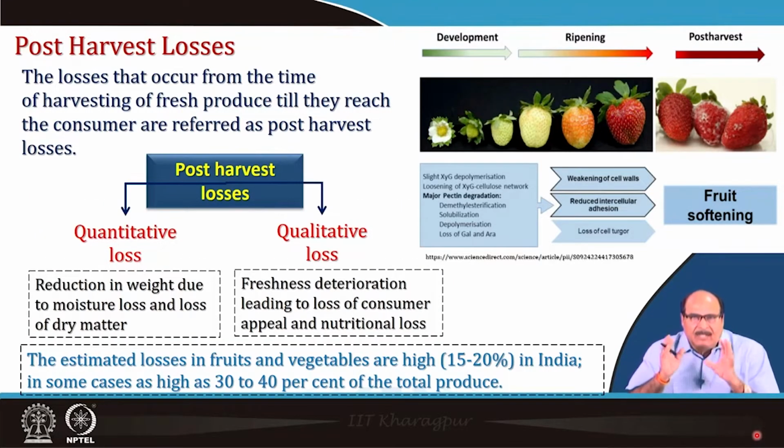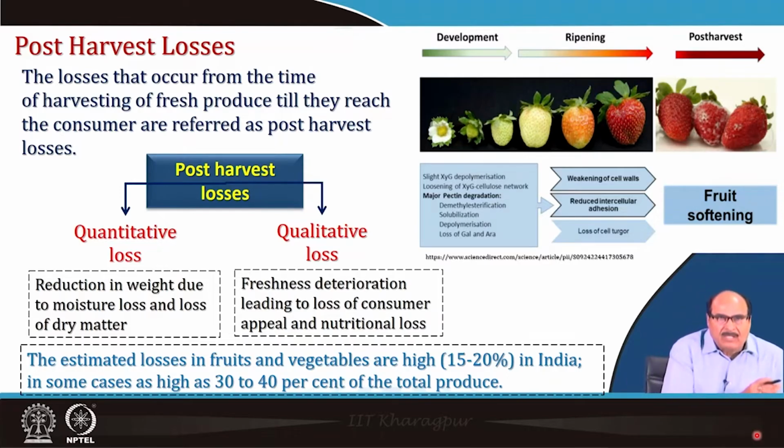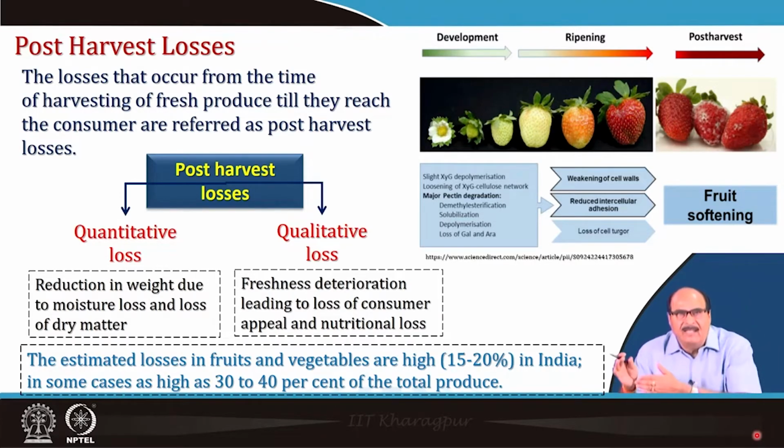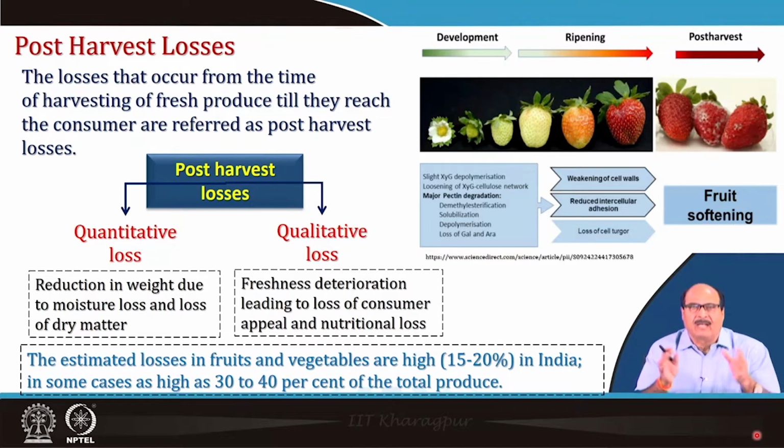Let us try to understand what a post harvest loss means. That is, losses that occur from the time of harvesting of fresh produce till they reach the consumer are referred to as post harvest losses. Post harvest losses may be quantitative loss, like reduction in the weight due to moisture loss or loss of the dry matter during the value chain, or it may refer to the qualitative loss, that is the freshness deterioration leading to loss of consumer appeal and nutritional losses.